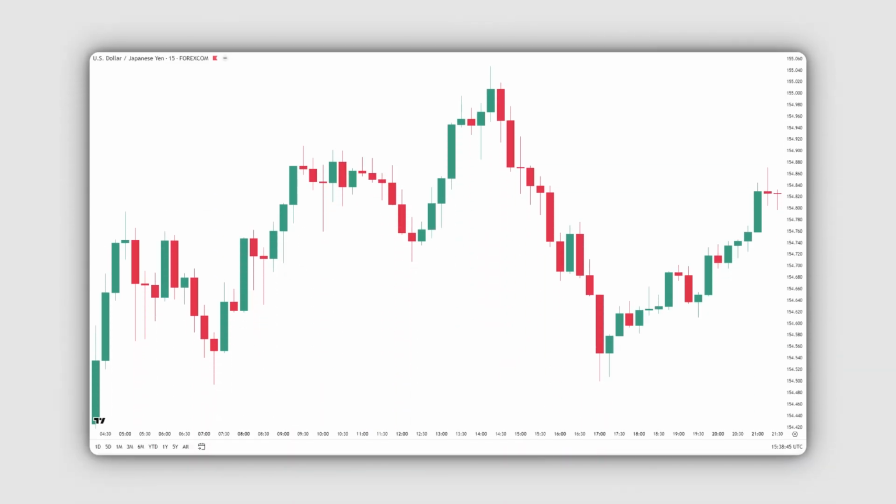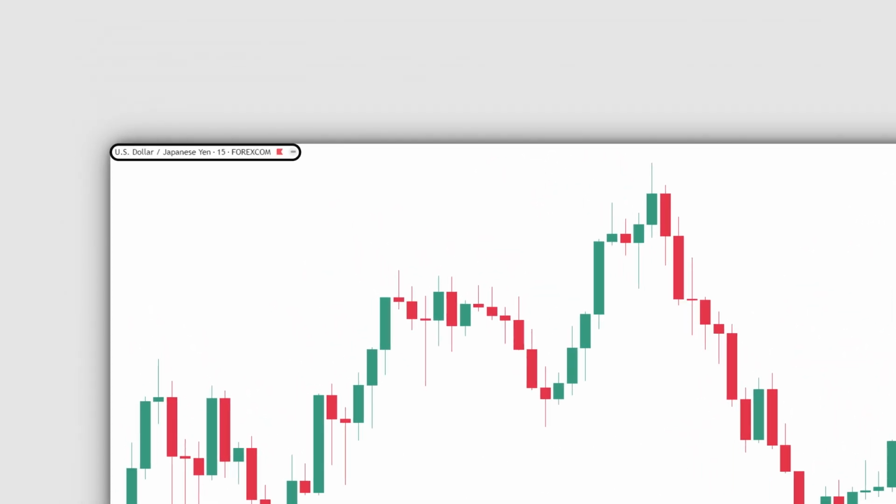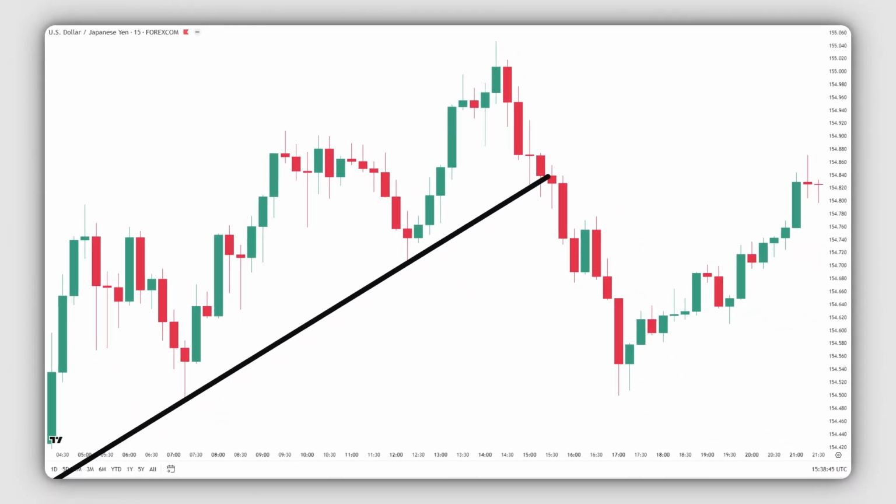Now let's apply our knowledge in a real market environment. Here we are looking at the 15-minute chart of the US dollar against the Japanese yen. The first thing we clearly identify is a bullish trend, confirmed by price breaking above the previous major high and forming a valid break of structure.